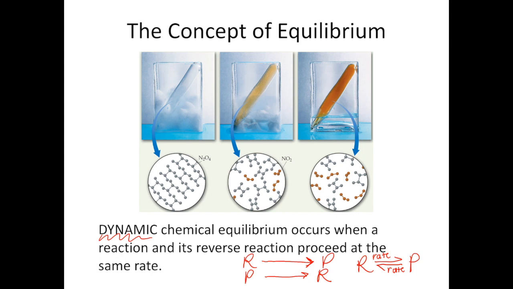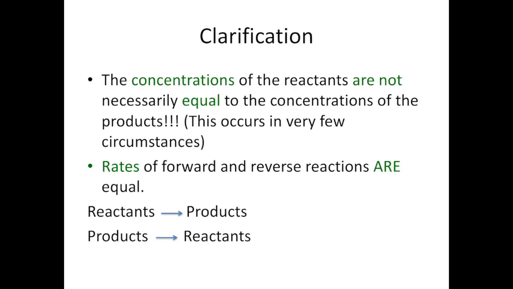It occurs when the reaction and its reverse reaction proceed at the same rate. It's very important to note that we are talking about a rate here, not about actual concentration of reactants and products. You can be at equilibrium and have a different amount of reactants and products in your container. It's just that the rates are the same. So again, the concentrations of the reactants are not necessarily equal to the concentration of the products. It can happen, but that's not what this means. So we're talking about the rates that are the same, forward and reverse.